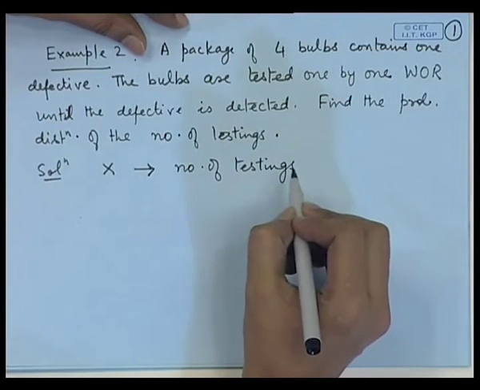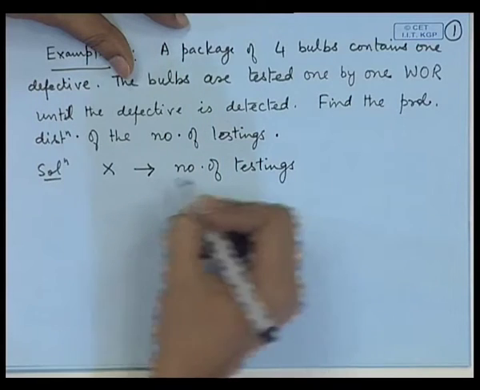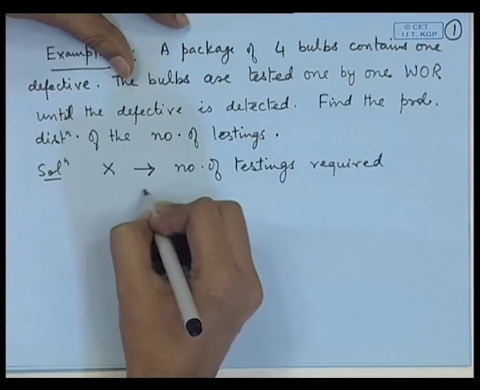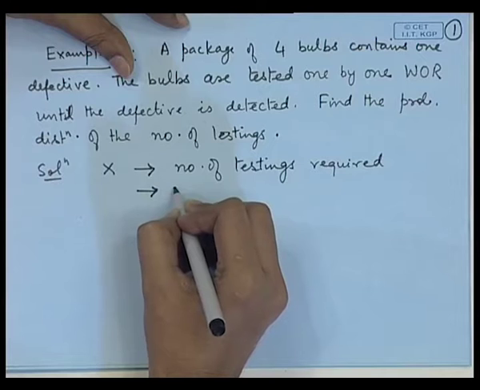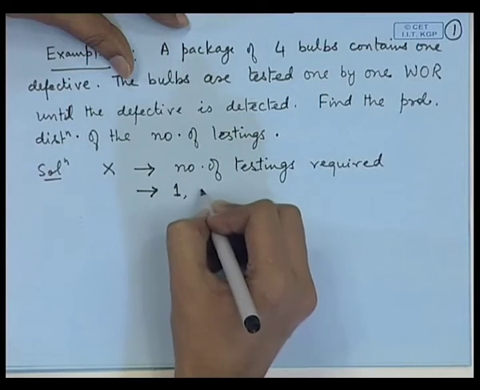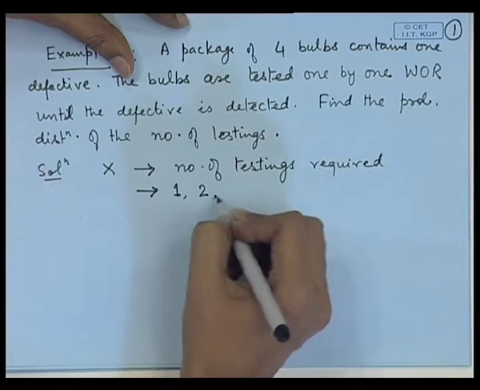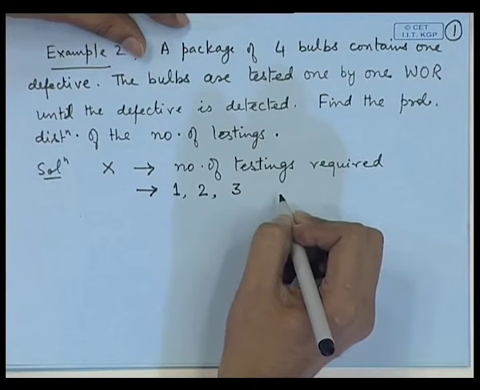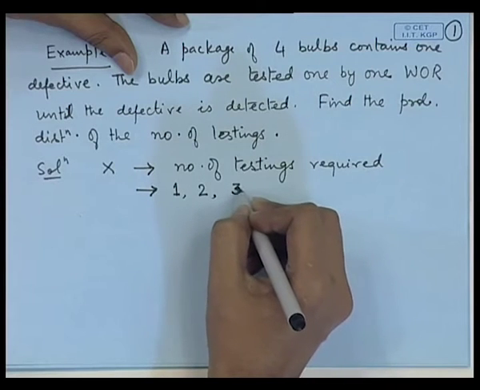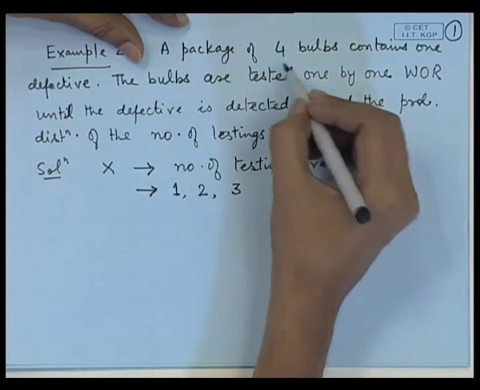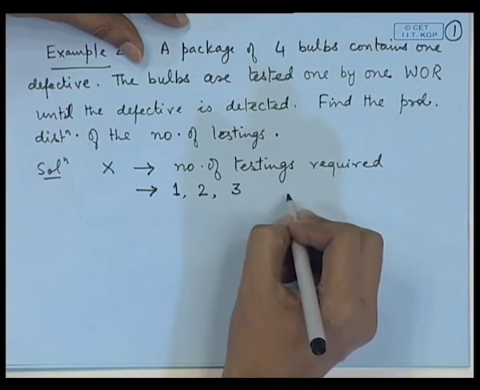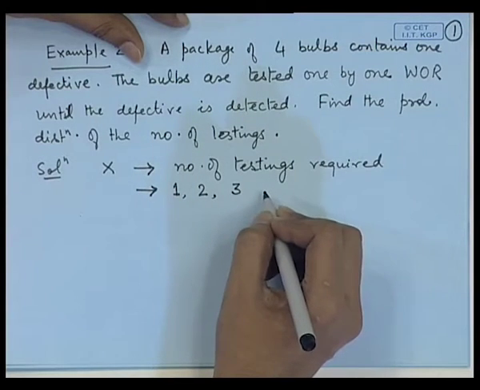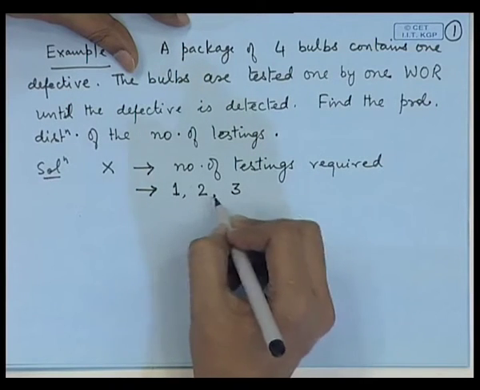Once we outline a random variable, the first thing is we should look at the set of values that the random variable can take. Here, if we test once, that itself may be the defective, or if that is not so, the second one may be defective, or if not, the third one may be defective, or if not, the fourth one may be defective. However, if the third one is found to be not defective, since there are only 4 bulbs in the package, the fourth one will be automatically treated as the defective. So, in reality we do not need 4 testings, we need only 1, 2 or 3 testings.